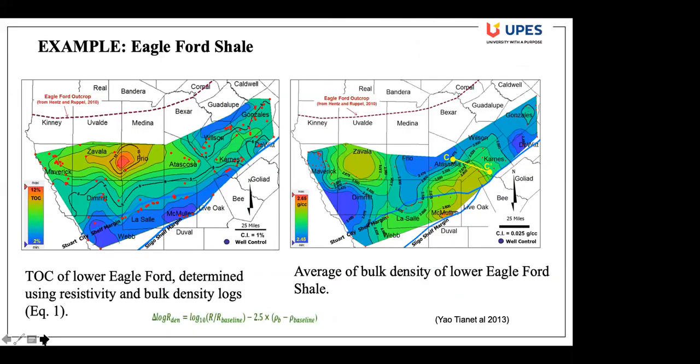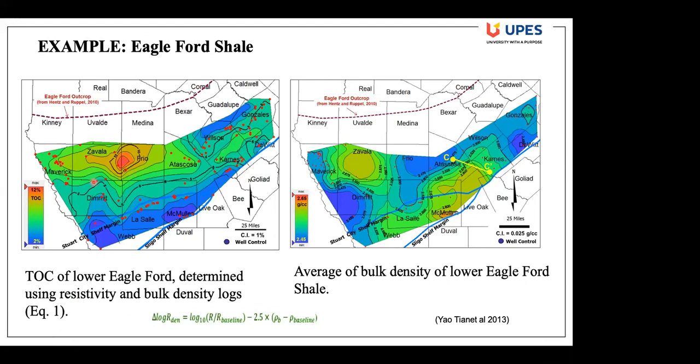So if you have generated the TOC logs for all the available wells you have, then you can prepare the contour map, and you can find out where is the sweet spot, where you have high amount of TOC content and where you have brittle zones. Based on all these parameters, you can find out the sweet spots.